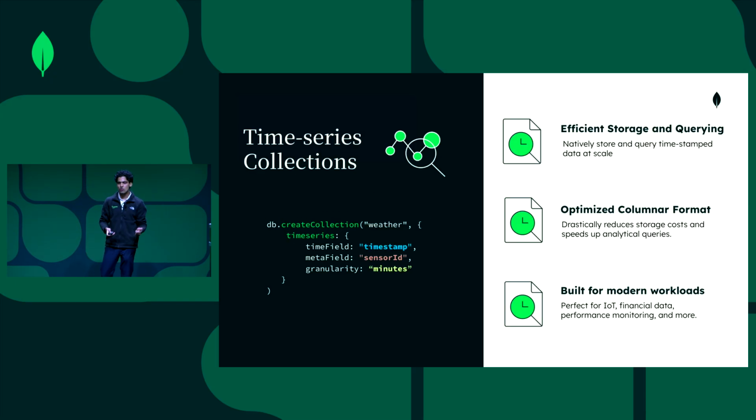So let's talk a bit more about time series collections. Time series collections are a native functionality with MongoDB. It allows you to efficiently store and query timestamp data natively within MongoDB. With other data stores, you might have to bolt on, integrate, and ETL your data into time series specific vendors. But with MongoDB, all you really have to do is use this create collection command, and you have a very powerful capability within MongoDB. It has columnar compression because we fork the data into columnar format and apply very advanced compression algorithms. And it's built for modern workloads: IoT, financial data, performance monitoring, and so on.